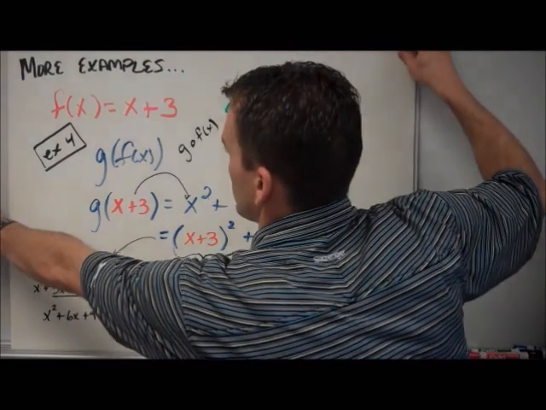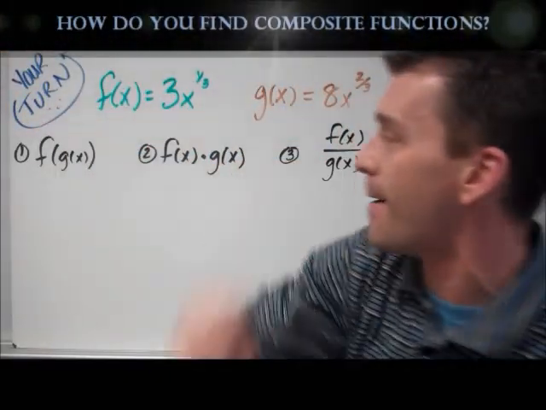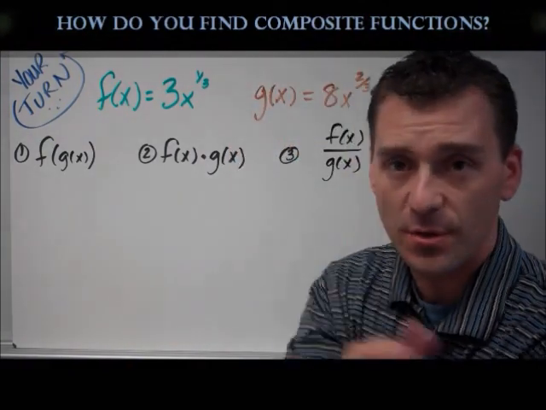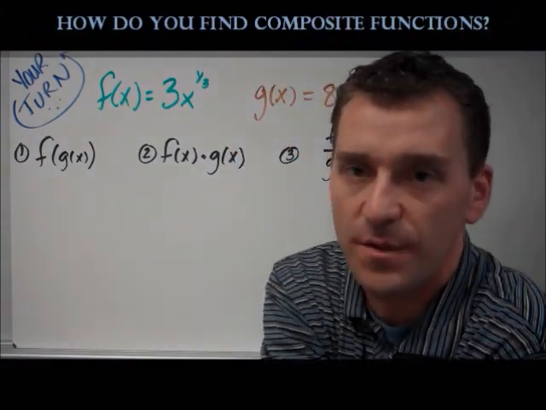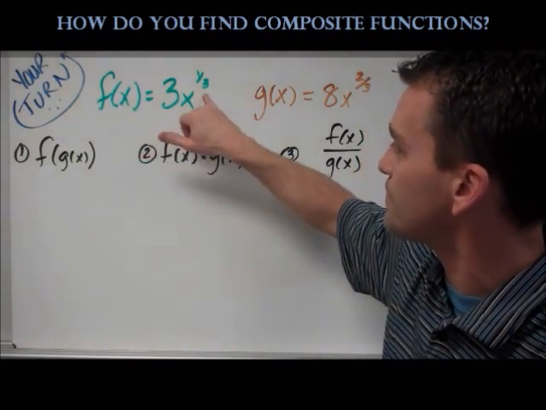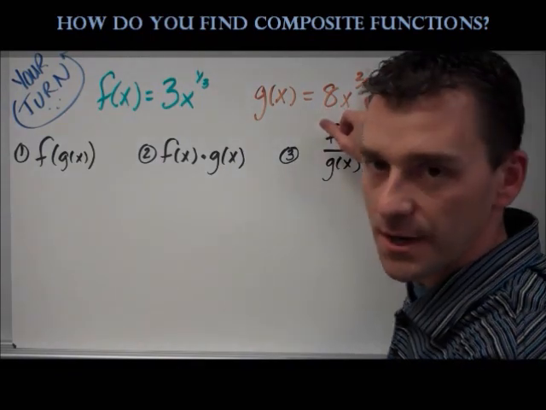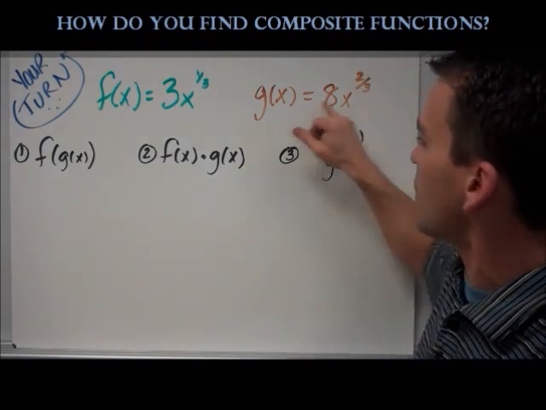Let me slide this aside. And the last one, I want you to pause this video now. After I explain these examples, I want you to do them, and I'll give you another video to explain the answers. Here are your two functions. I've changed them. F of x now is 3x to the 1/3. G of x is now 8x to the 2/3. Yuck. 2/3 is that exponent, 1/3 is that exponent.